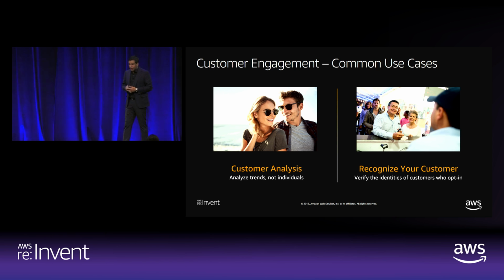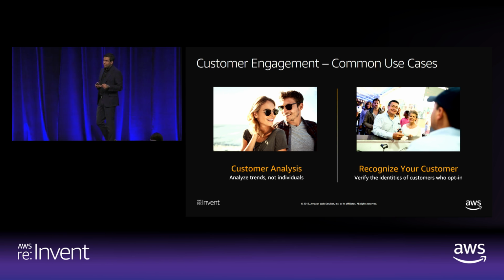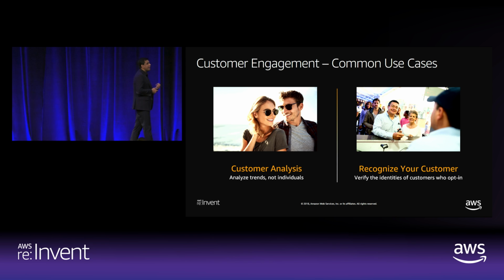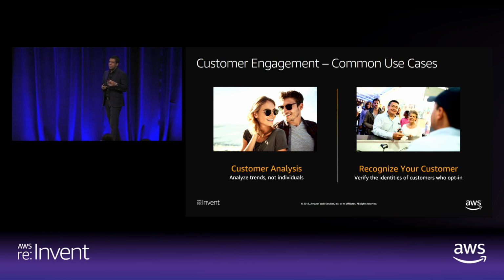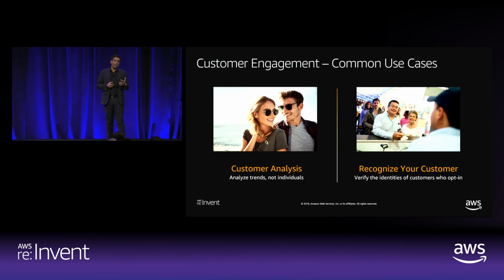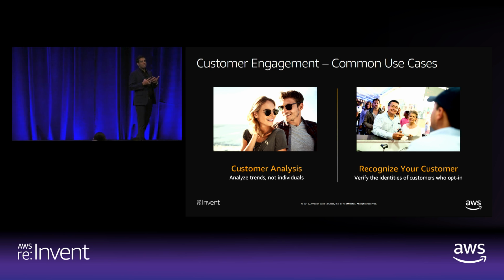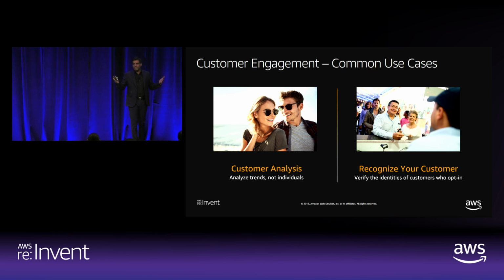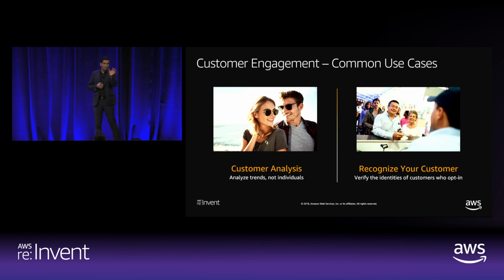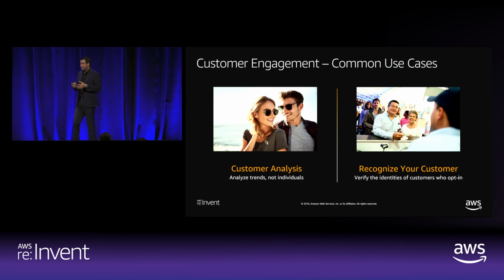So customer engagement comes in two flavors today. You could analyze who your customer is at an aggregate level or at an individual level. The aggregate level is most of the time anonymized, right? It's about knowing, if I were to know how many male, female came into this room, what was the age range distribution of the attendees, I don't need to know who each of you are. I just need to know that specific attribute information and then aggregate across you.